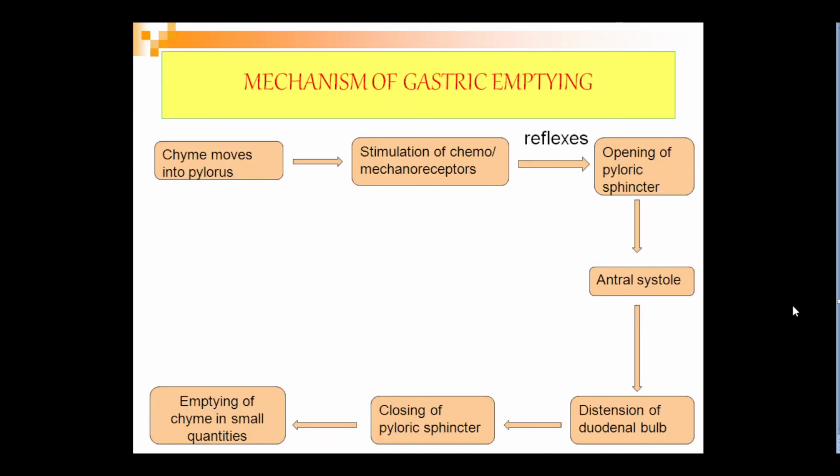So, mechanism of gastric emptying at a glance, you can see chyme moves into the pyloric region. It will stimulate chemo and mechanoreceptors, initiating the reflex, which will open the pyloric sphincter plus antral systole. The chyme will be entering the duodenum. Now there will be distension of the duodenal bulb, stimulating chemo and mechanoreceptors, but now of the duodenum, which will cause enterogastric reflex. Pyloric sphincter is closed, and this will ensure that emptying of the stomach happens in small quantities.